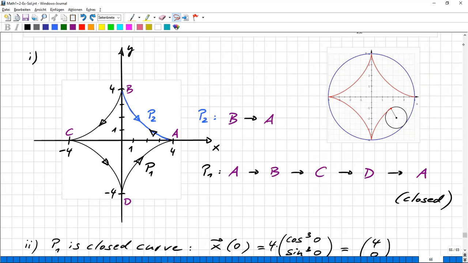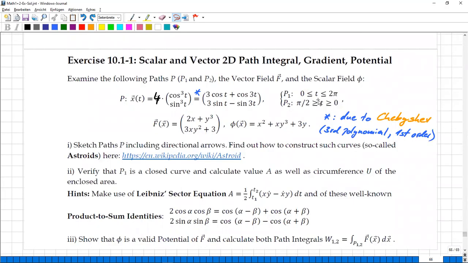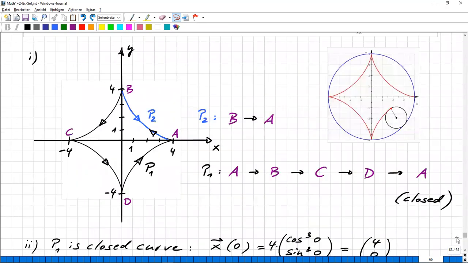So the black curve will be once around. The reason is, look here, that T is increased starting from 0, ending at 2 pi, while for P2, we have T decrease starting from pi half and ending at 0. And so that's why the blue curve, this is P2, path P2, subpath if you want, starting in point B and ending in point A. So this is an open curve, the blue one, while the black one is closed.